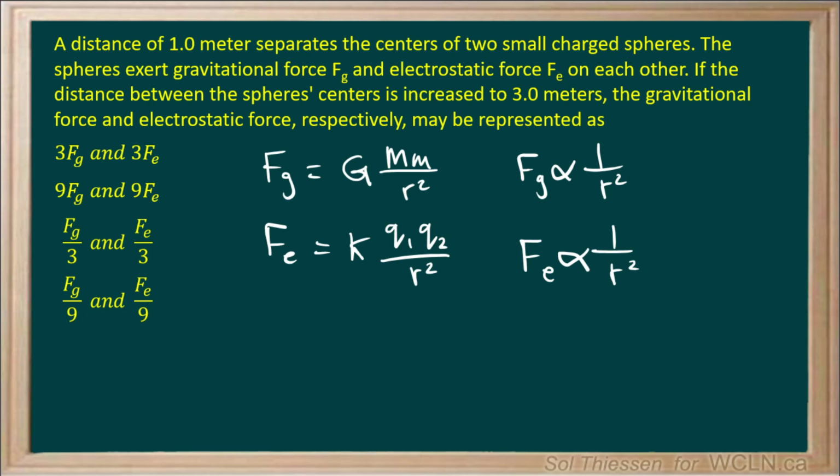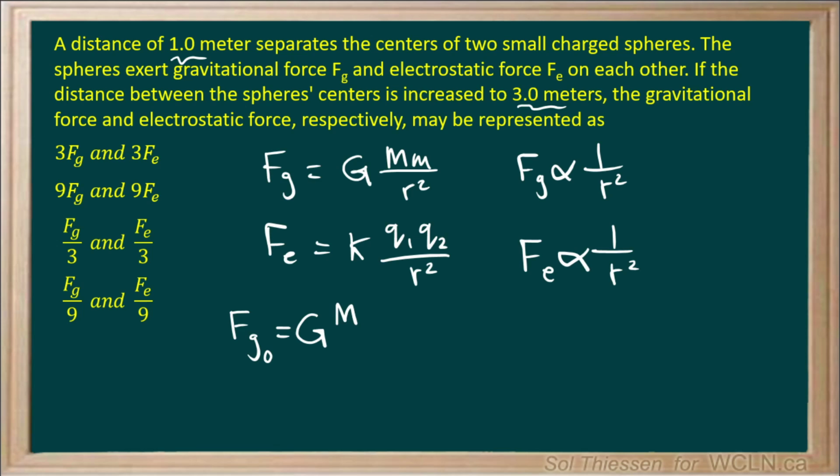So if we increase the distance by 3 times, so the distance goes from 1 meter to 3 meters, that means that the force will decrease by 9 times. So let's use the force of gravity for example. I'll take the force of gravity initially, so maybe I'll designate it with a 0 for the initial force of gravity when they are 1 meter apart.